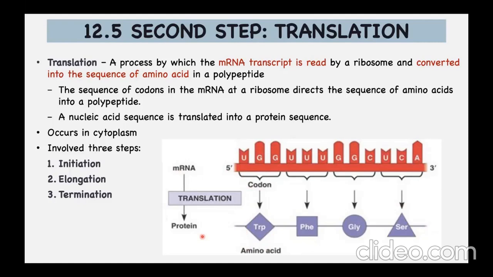So translation occurs in the cytoplasm. Don't say in the exam that translation occurs in the nucleus. Only transcription occurs in the nucleus, transcription and also DNA replication. Translation occurs in the cytoplasm, at the ribosome. So this involves three steps as well. Translation, same as before, has initiation, elongation, and termination.